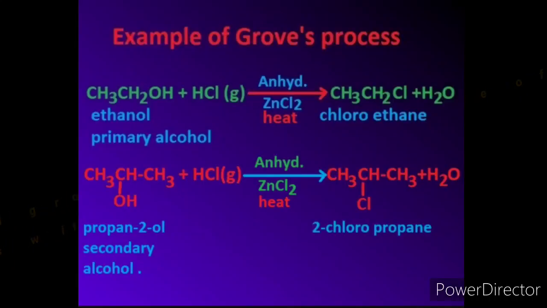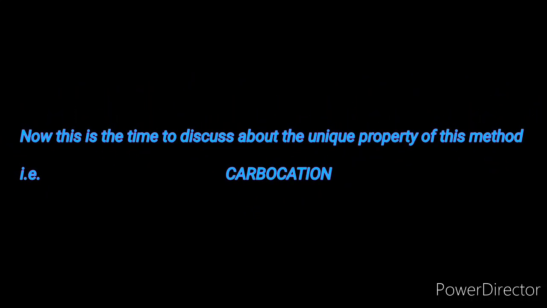Now you can see the example of Groove's process. First, ethanol reacts with HCl in the presence of anhydrous zinc chloride and heat, and it will form chloroethane plus a water molecule. Similarly, in the second case, propanol reacts with HCl in the presence of zinc chloride to form 2-chloropropane. Now it is time to discuss a very unique property of this method, that is carbocation.